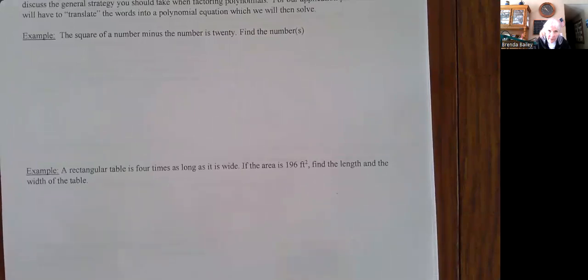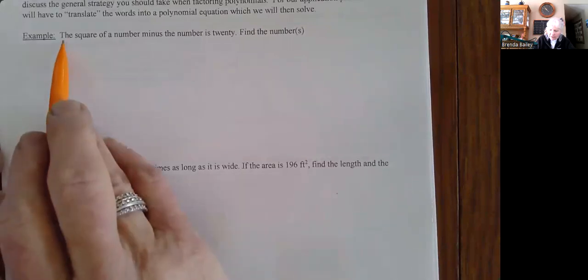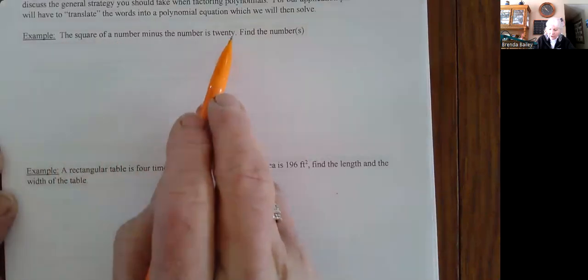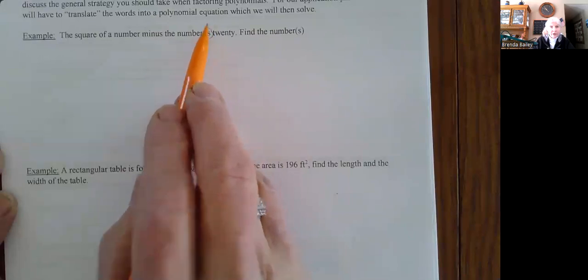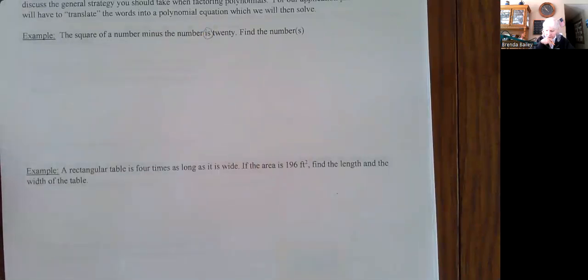The square of a number minus the number is 20. Find the numbers. All right, not a lot of reading there, but this sentence represents an equation. You do have the word is, so you have an equation, not an expression. We'll go ahead and read it from left to right. You just have to be careful if you ever have words like less than or subtracted from. That's when you switch the order. But we don't have those, so we can just translate left to right.